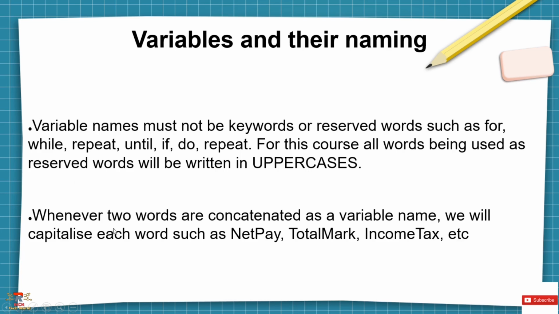Whenever two words are concatenated as a variable, we will capitalize each word, such as netPay, totalMarks, incomeTax, etc. These are just for you to know what your variable actually means, or to easily understand it. As we said earlier on, make the variable meaningful. So if you look at this variable, you can say this is a net pay variable, and then the total marks, income tax and all. So that's that for that.